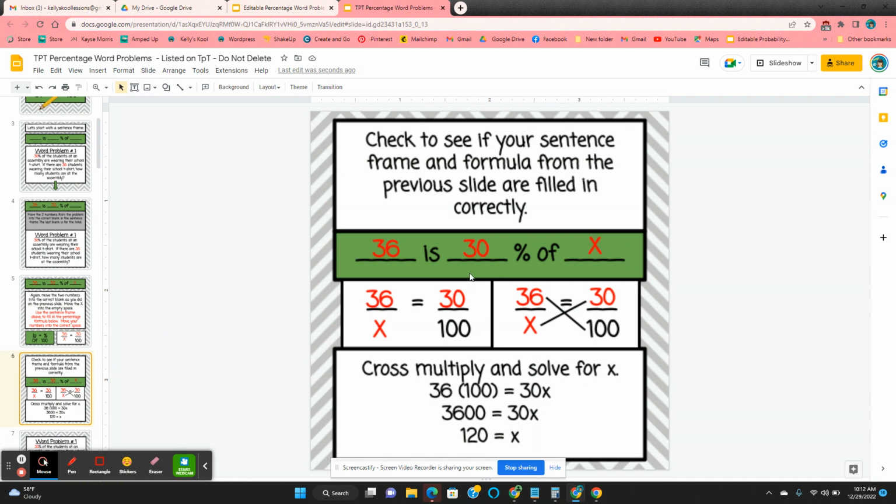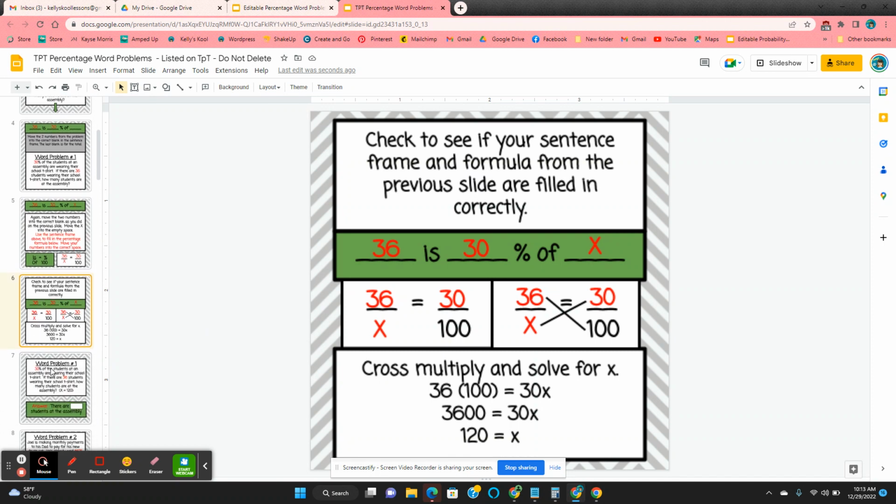Okay, so we're going to check all the answers here on slide 6 with what they did on slide 5. Now they have it in the formula. All they need to do is cross multiply and solve for X. So if they cross multiply, means and extremes, they're going to multiply 36 times 100, set that equal to 30 times X. Now they multiply the 36 times 100, they get 3,600 equals 30x. And then to solve, they just divide both sides by 30, and they get an answer of x equals 120.